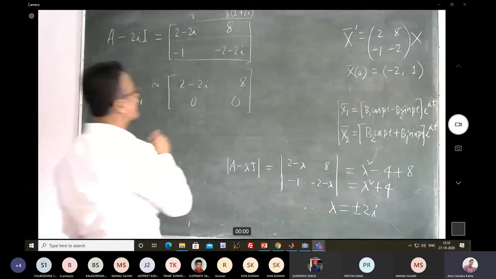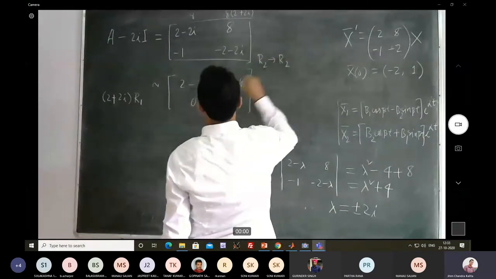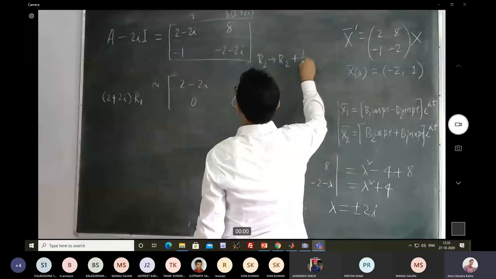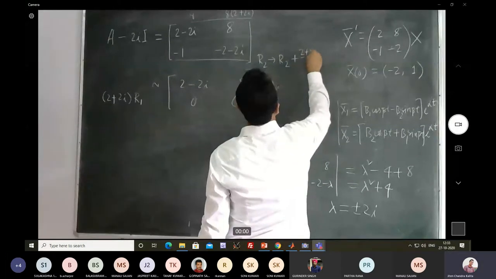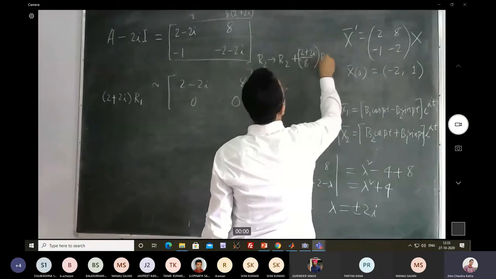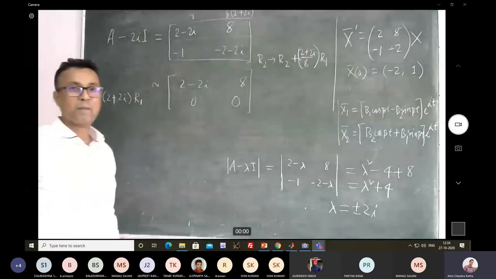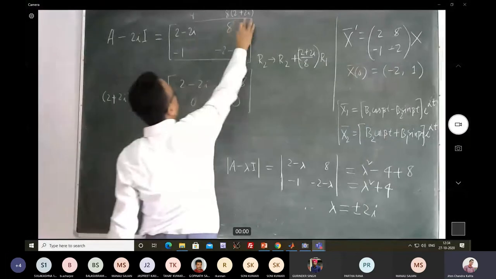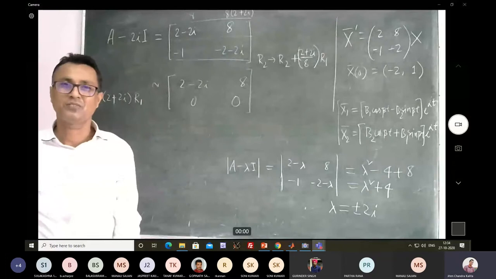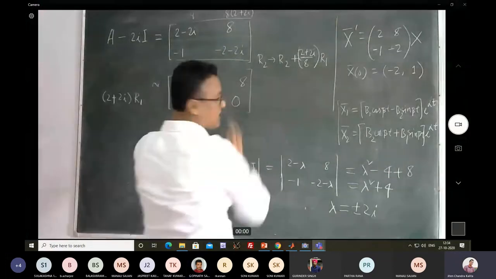I'll tell you. If you do R2 plus (2 plus 2i) by 8 into R1, you are going to get this. Am I okay? You simply divide it by 8 and get this. Is it okay? That is why we are going to get this.